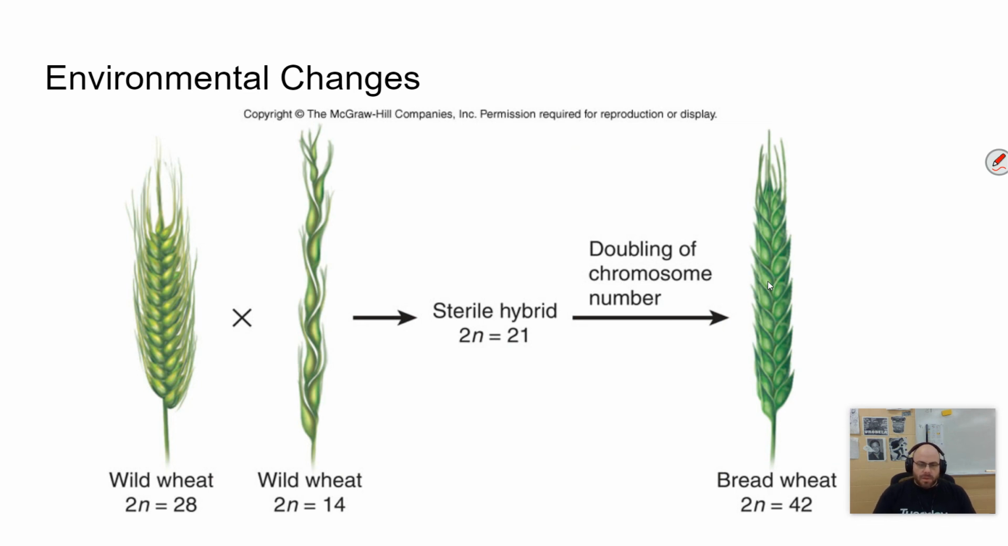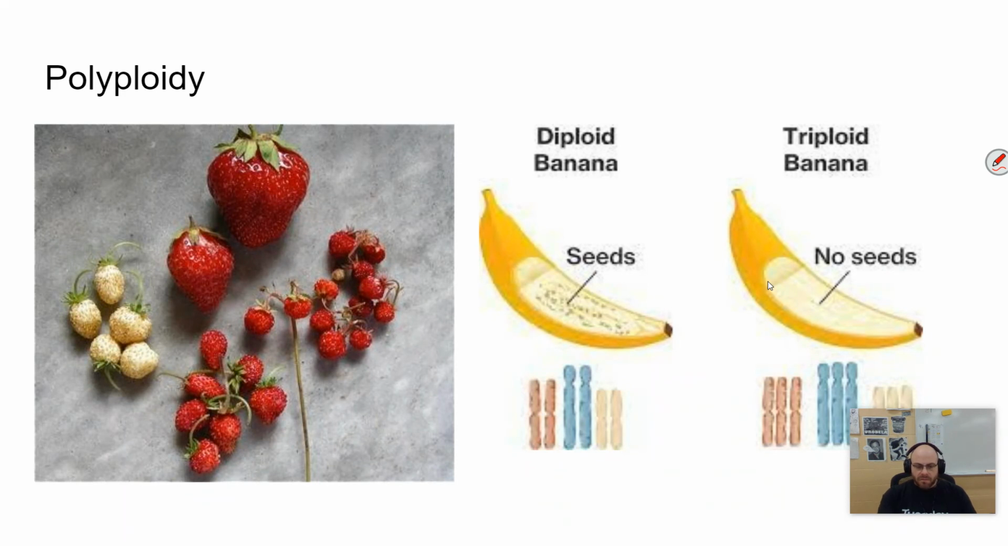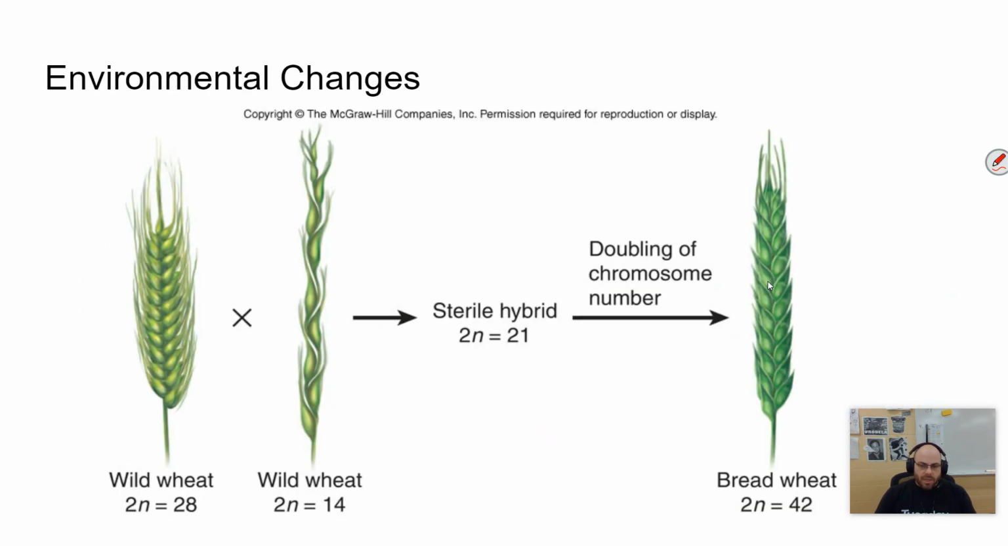And so polyploidy in plants typically leads to more robustness. It can lead to sterility, which in the case of those bananas is a good thing for us. But for something like wheat, it leads to this more robust plant, produces more fruit, and keeps us all going from day to day, which is a nice thing. Thank you, bread wheat.